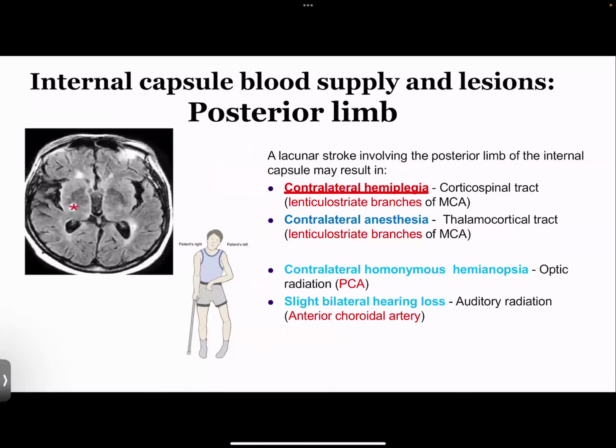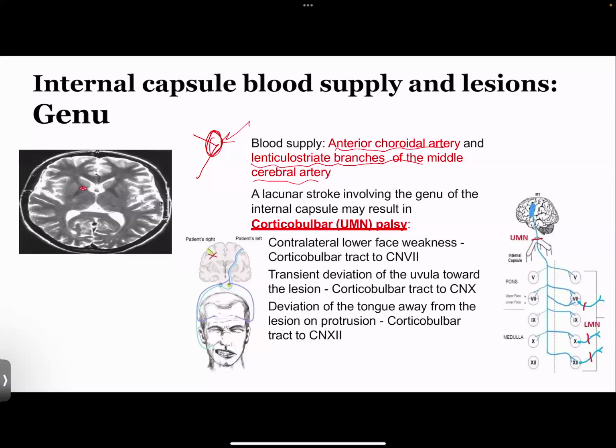Guys, you see here the lenticulostriate. These lenticulostriate are very tiny branches, they're so tiny. So basically, if these are affected, usually we have what we call a lacunar stroke, because they're very tiny. A lacunar stroke just means a very tiny stroke in very tiny branches. Because literally, the lenticular striae are like, okay, this is an artery, and lenticular striae are like some things like this, so tiny.